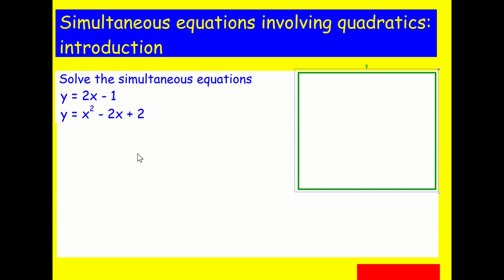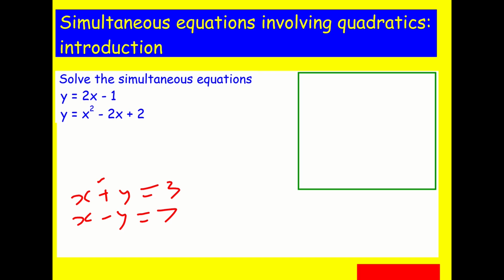Previously, you've solved linear simultaneous equations, so basically when you don't have an x squared term in there, something like x plus y equals 3, and maybe x minus y equals 7. We can use the process of elimination for that. We could actually use something called substitution as well, but the way I tend to teach it is to use elimination. Because there's plus and minus, you could add the two equations together here.